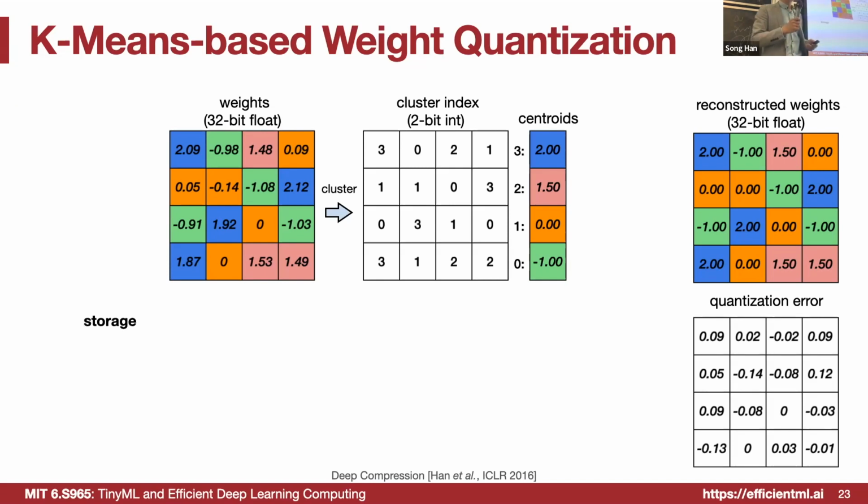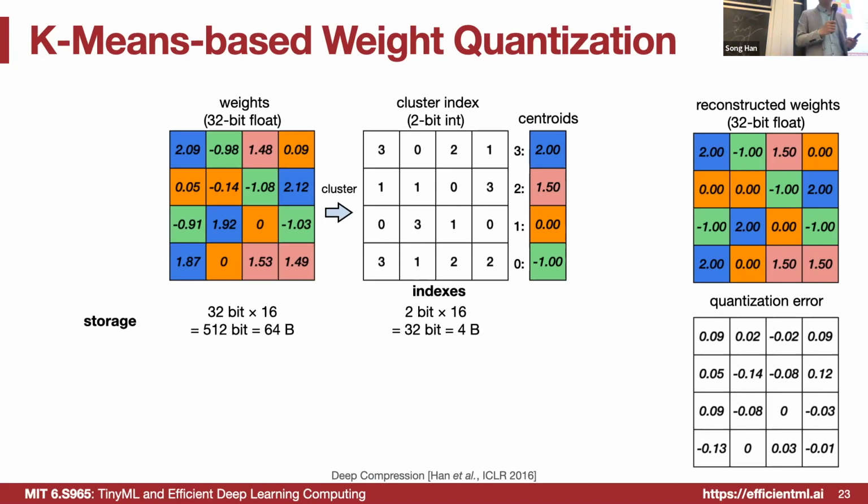We're going to show the accuracy impact very soon, but first let's analyze the saving of the storage. In this example, we have 16 numbers. Each one is stored in 32 bits. So altogether, we need 64 bytes. For the indices, each one is represented by only 2 bits, and we have 16 of them. So multiplied together, that's 32 bits, equal to 4 bytes.